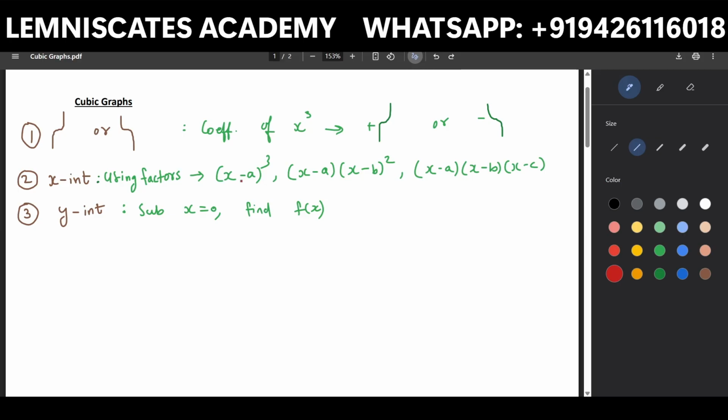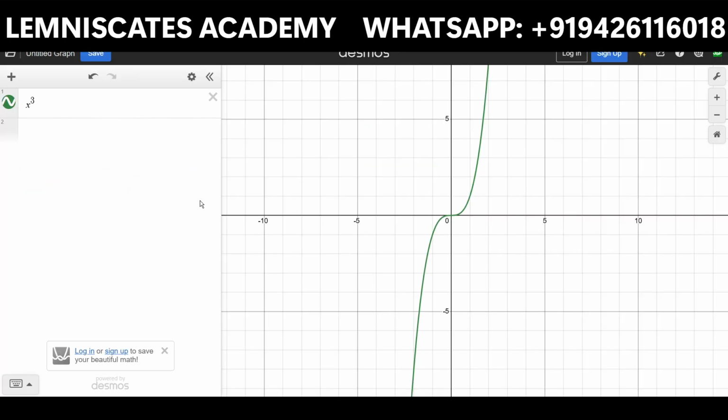So as you can see on my screen currently, there are three things that you must know about a cubic function to sketch it very quickly. First thing is the shape of the cubic graphs. You already know that the straight line looks like this, quadratic looks like this, square roots look like this, cubic looks something like this.